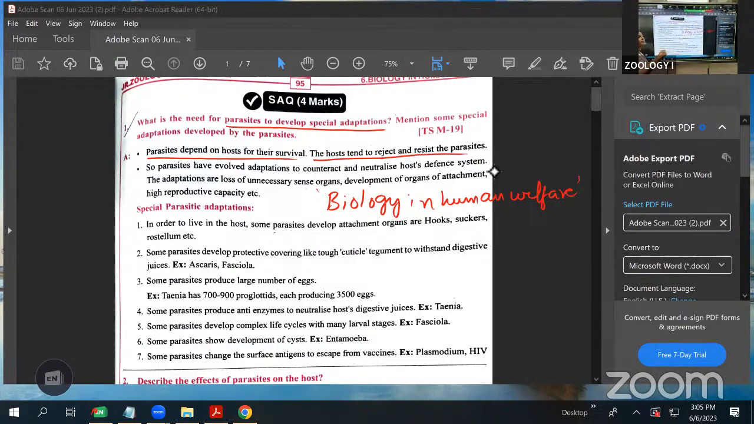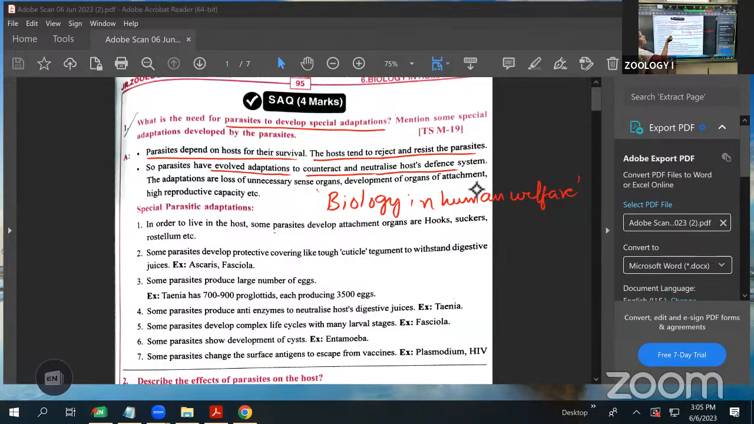At that time, the parasites evolve adaptations. Here they change the body structure, and that we call adaptations. The parasites have evolved adaptations to counteract and neutralize the host defense system. Here, neutralizing the host defense system is for fighting purpose. They are preparing some types of adaptations.